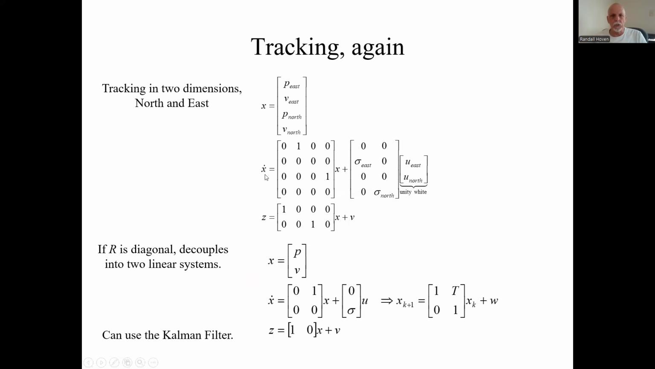And you could actually do this bigger problem in terms of 2 separate little filters, little state space models of only 2 dimensions each. Your east equation and your north equation would look the same way. And we could use a Kalman filter for that. We don't need an extended Kalman filter for this problem when it's set up like this.